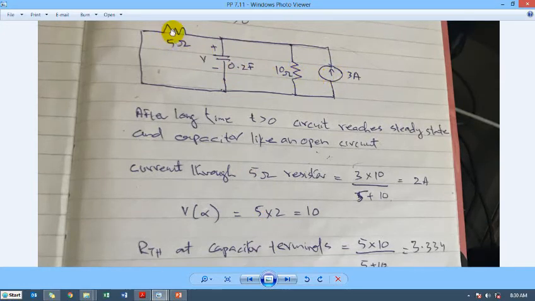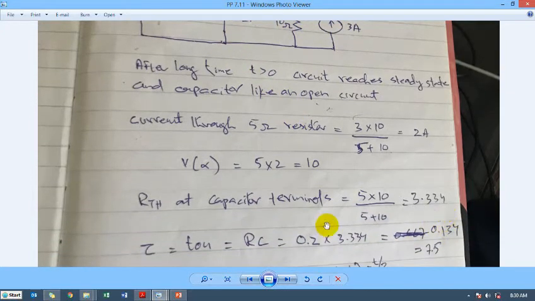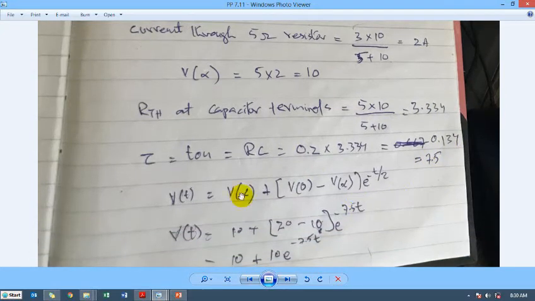For finding out R_Th at the terminals of the capacitor, the source will be open circuited. The combination of the parallel resistances 10 ohms and 5 ohms is in parallel with the capacitor. So 10 ohm in parallel with 5 ohms is 3.334. Tau is RC, multiplied by 0.2 farad with 3.3, and this is 0.134. If you just take the inverse of it, 1 upon 0.134, that is 7.5. So you can easily write it.